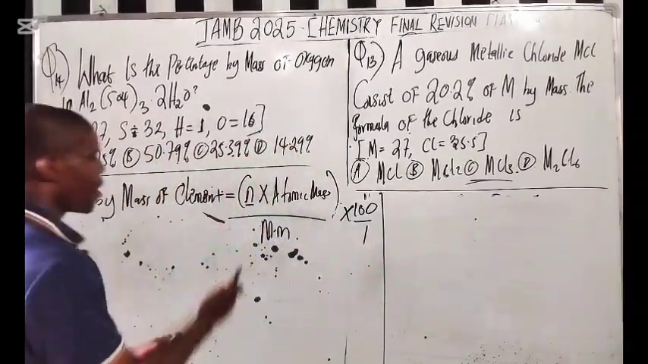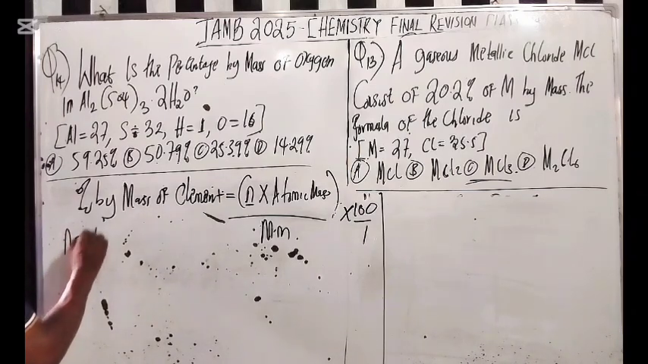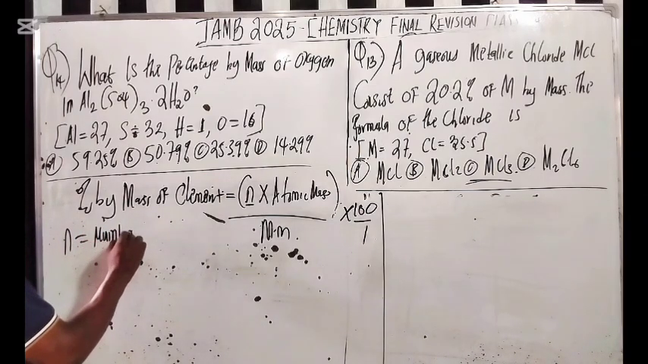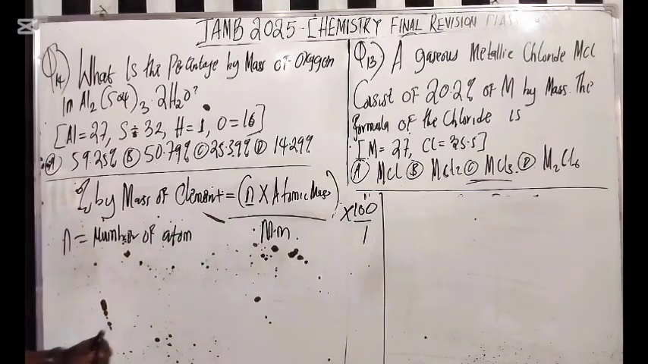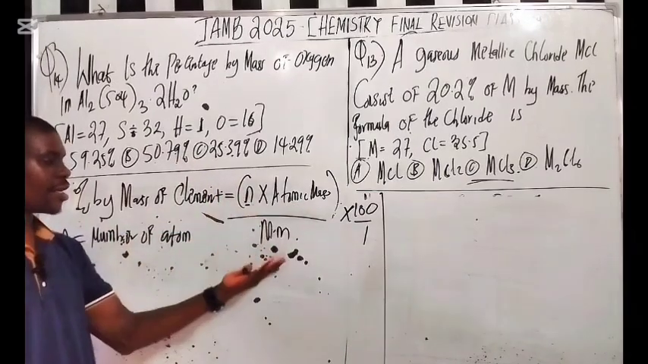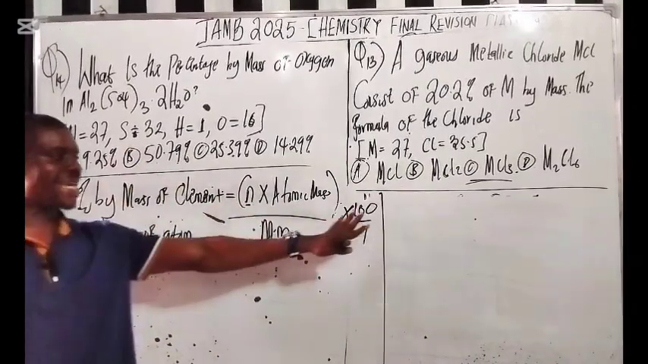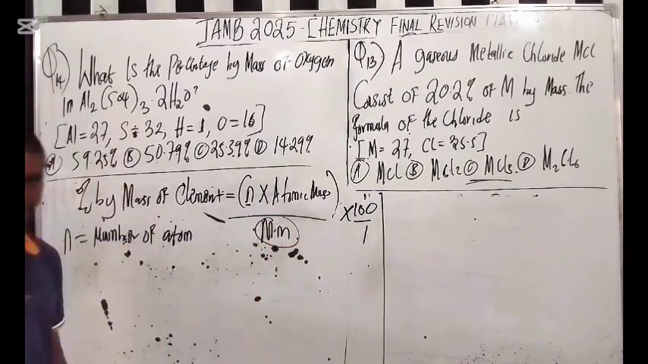Do you understand? Now, what is N? N is equal to what? Number of moles. Number of atoms. It's okay. Number of atoms, right? Atomic mass is the atomic mass of the element. Molar mass is the molar mass of the compound times 100 over 1. Now, the first thing to do here is we'll calculate the molar mass of the compound.